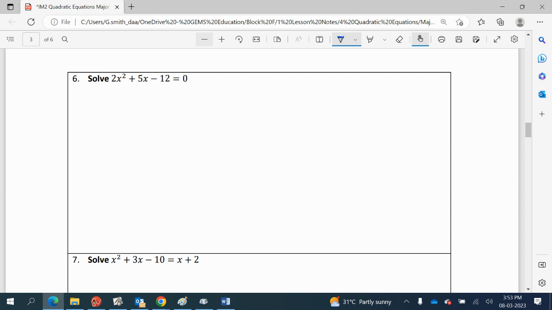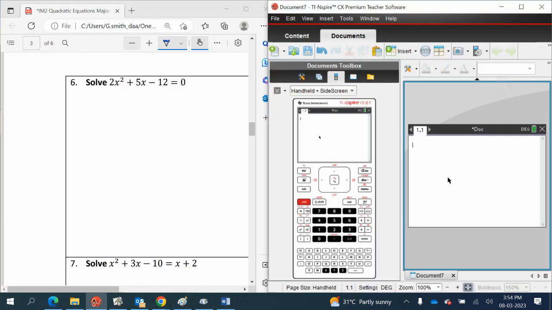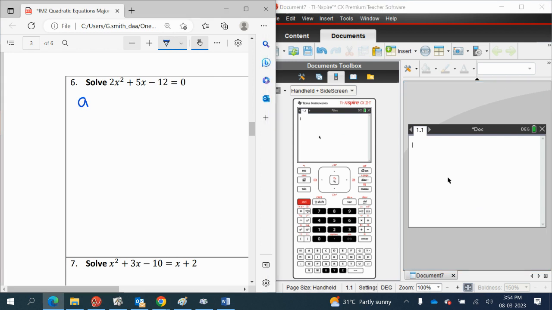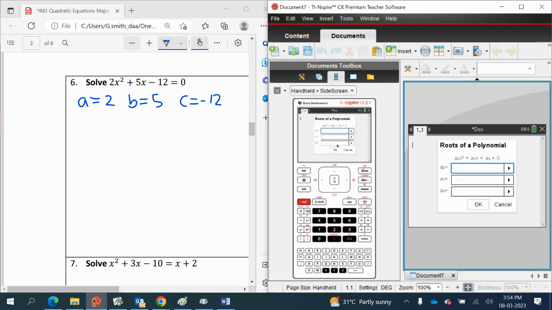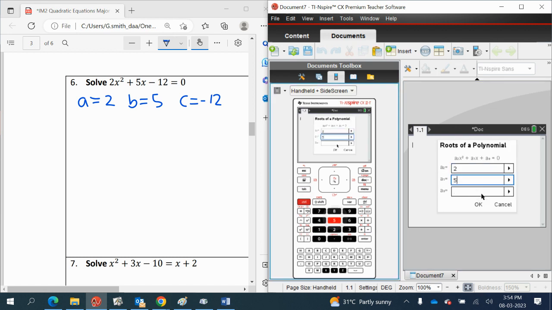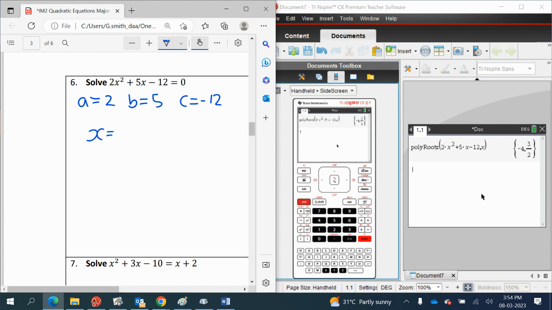We have to solve the equation. In this case, it doesn't specify the method of solution, so I'm going to choose to do it using the graphing calculator. I've got a equal to 2, b equal to 5, c equal to -12. So menu 3, 3, 1. We've got 2, 5, minus 12. So x is equal to -4, x is equal to 3 over 2.